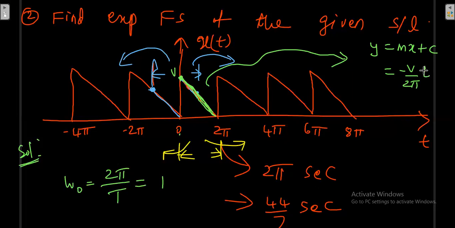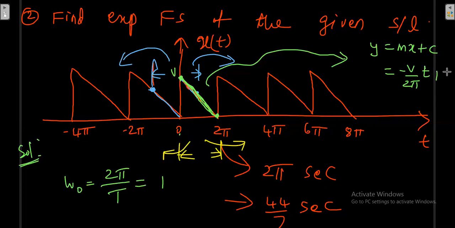Again, the variable here is t. Instead of x, the variable we are having is t. So minus v divided by 2 pi into t. Again, what should be the constant value? When t is equal to 2 pi, your value has to be 0. So when you put t is equal to 2 pi, 2 pi cancel, you are getting minus v. But what should be the value? The value should be 0.